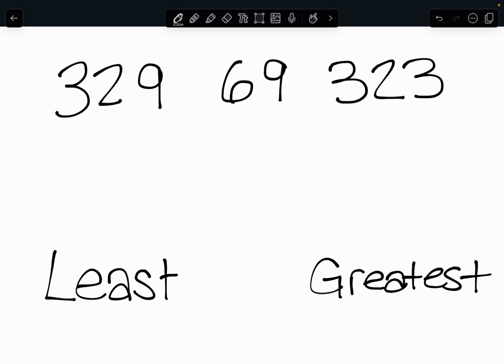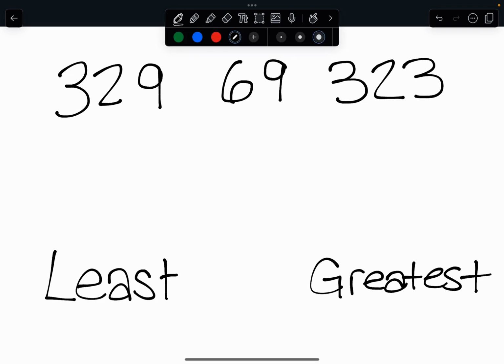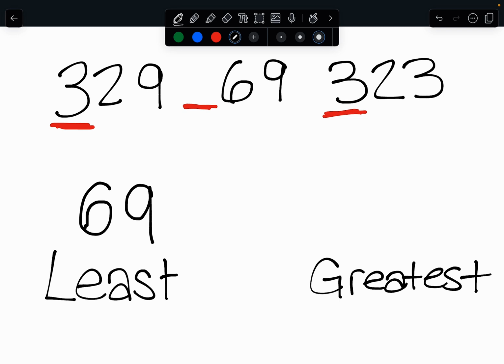So we're going to start by looking at our hundreds place. So I'm going to choose a different color. In our hundreds place here, we have a 3. We don't have anything in the hundreds place here. And in this hundreds place, we have 3. Well, we know if we want to do the smallest number, it would be 69 because I don't have any hundreds in 69. So we would put that there.